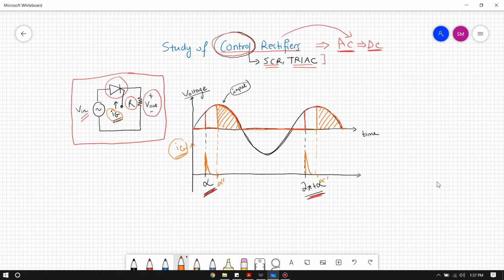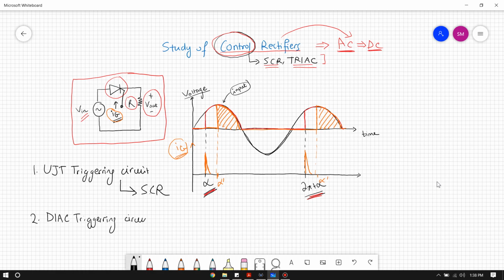So in this lab, we're going to be looking at two triggering circuits. So we're going to be looking at the UJT triggering circuit, that we're going to use for our SCR, and we're going to be looking at the diac triggering circuit, that we're going to be using for our triac. Okay, so these are the two triggering circuits that we're going to be using in this lab. So I'll give you an overview on that first before we proceed to the lab. Okay, so let's start with the UJT triggering circuit.